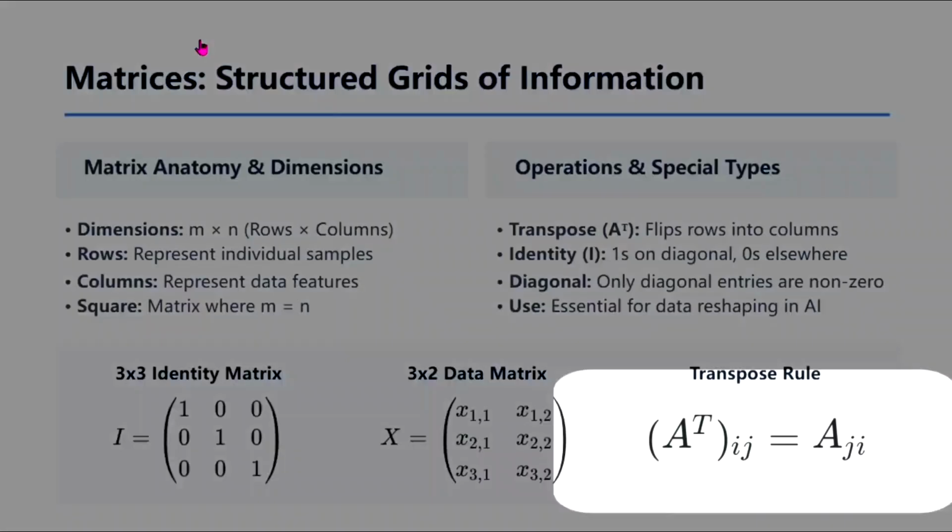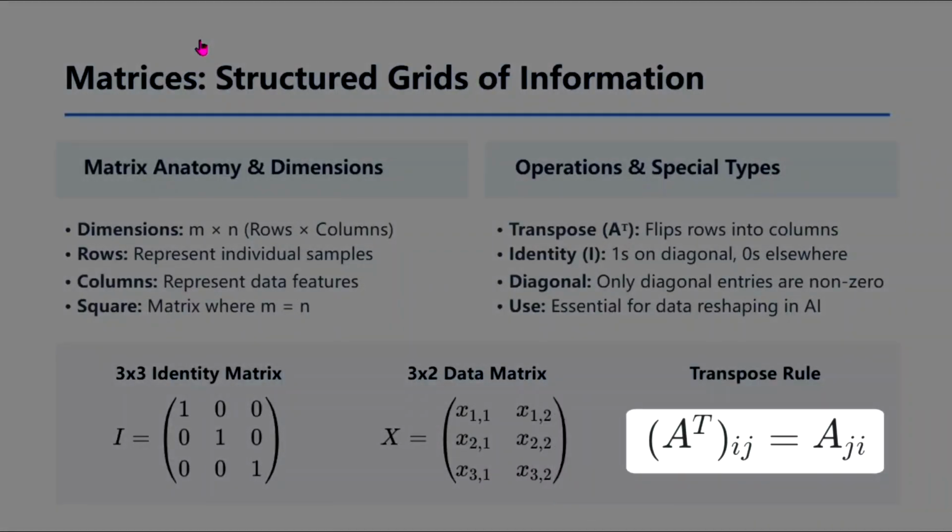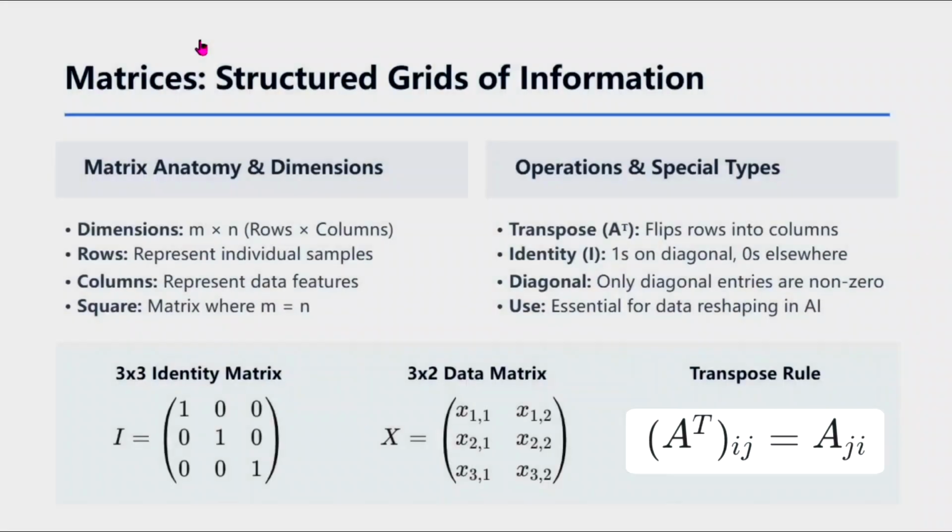Lastly, we have the transpose operation, denoted by a capital T. It simply flips the matrix over its diagonal, turning rows into columns. We use this constantly to ensure that 2 matrices have matching dimensions before we try to multiply them.